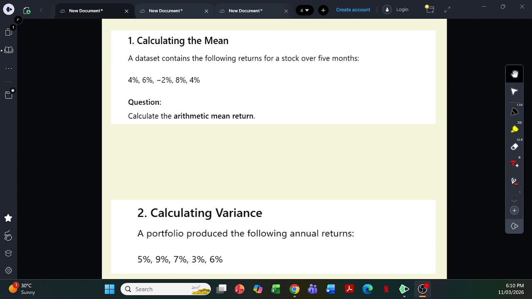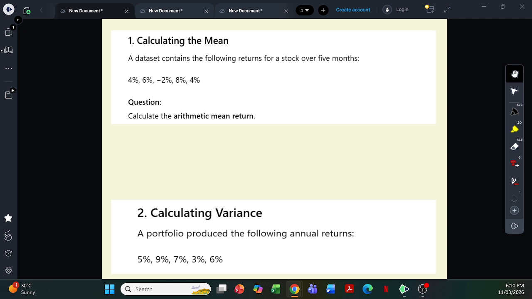The first question is calculating a mean return, which is pretty straightforward. What we need to do is calculate and add the returns that are provided to us. So 4% plus 6%, that's 10% minus 2%, that's 8%, 8 plus 8 is 16, and 16 plus 4 is 20. Okay, so we need to add all these returns and divide it by the n, which is the number of returns that are provided to us.